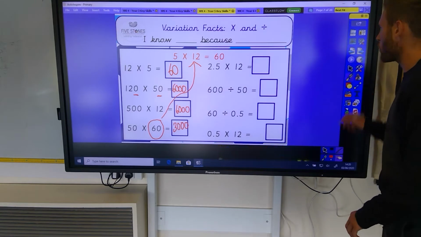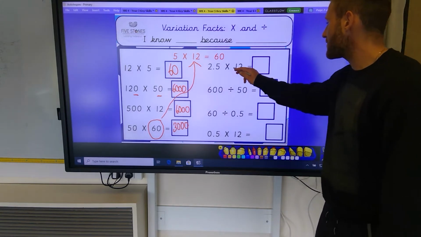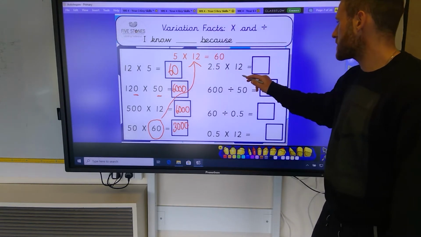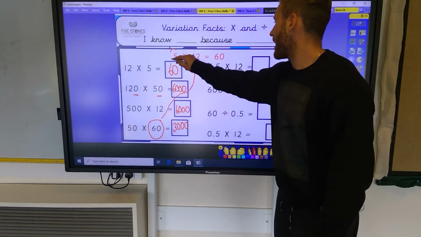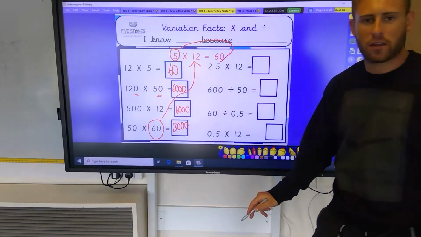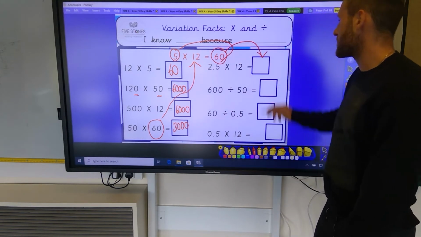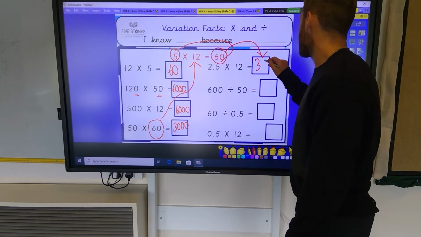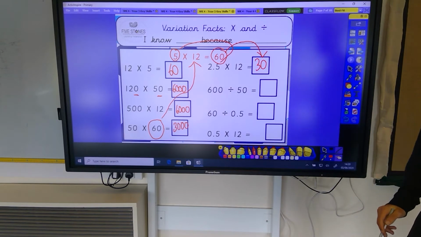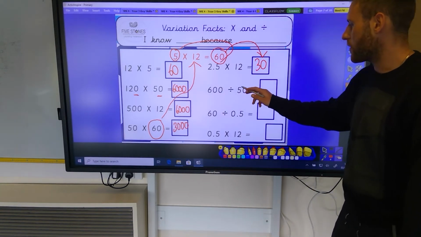Great, so let's look back at what we know. So we've got 2.5 times 12. So the 12's the same. The 2.5 and the 5, what's their relationship? It's half that value. Fantastic. So the 60 needs to be half of that, which is 30.